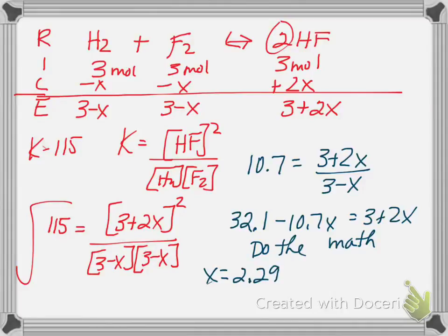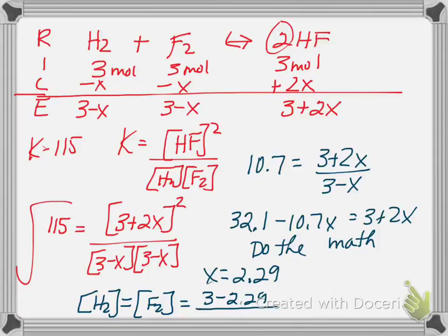Goody goody, gumdrops. So now plug in x. Okay? So here's what you can do on the AP exam to save time. We know that the concentrations of our two reactants are going to be equal here. So we're going to say 3 minus 2.29 divided by 1.5. Why? Yeah, so then we're going to get 0.47 molar.